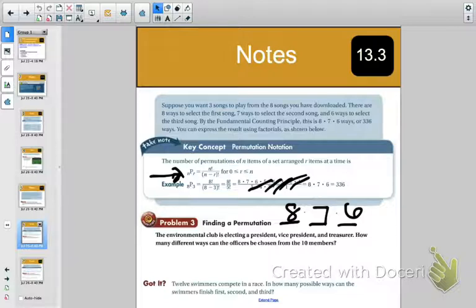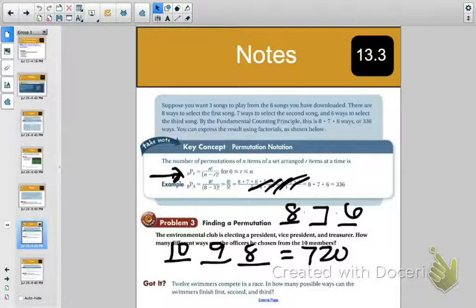So if you look at this one, it says the environmental club is electing a president, vice president, and treasurer. How many different ways can the officers be chosen from 10 members? First you're going to choose a president, and then a vice president, and then a treasurer. So you have 10 ways to choose a president, and then 9, and then 8. So 10 times 9 times 8 gives us 720 different ways.